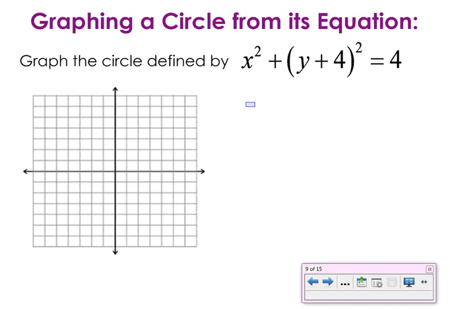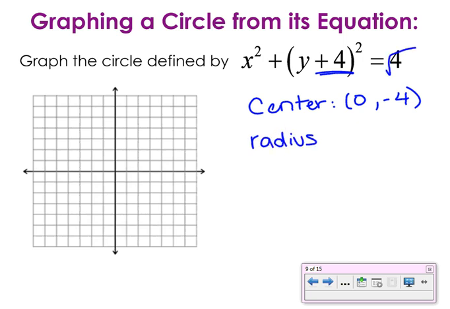So our center point for the above would be 0, -4, because remember I have to take the opposite sign. And my radius would be the square root of 4, which is 2. So I'm going to go to 0, -4.